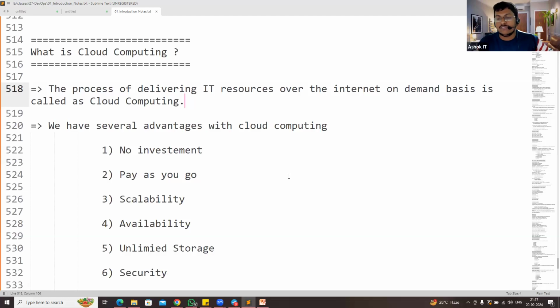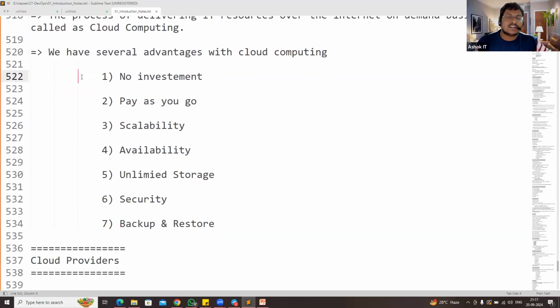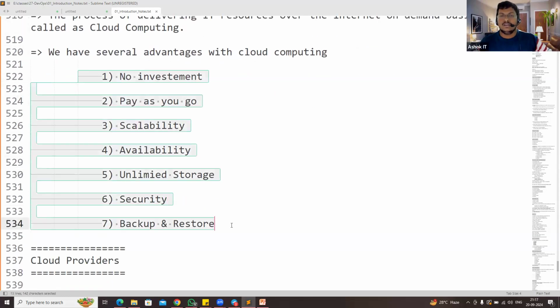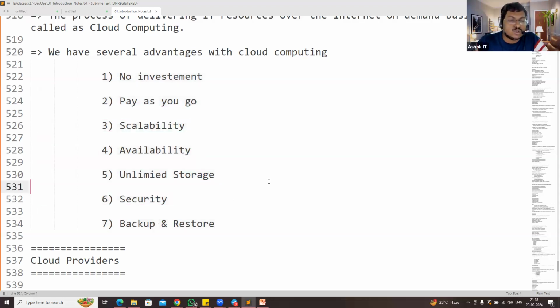Why are we going for cloud computing? There are several advantages. You don't need to deal with power issues, network issues, storage issues, space issues and all. Everything is online. You just create the account, you take it for rent, and you use it for your project. Whenever you don't want it, you can return it. Whatever you use, you pay for that. That is called the pay as you go model.